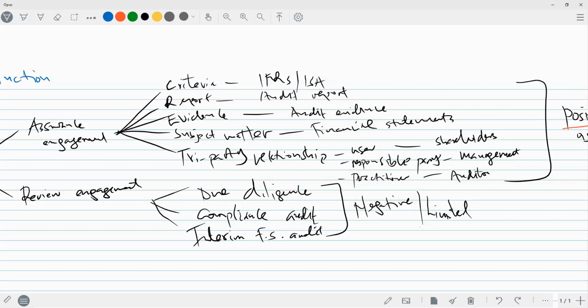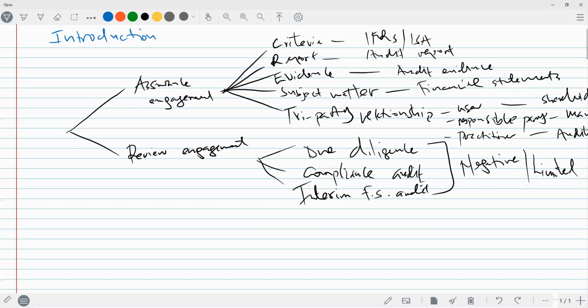Emma is asking whether we can touch on the expectation gap. Now, let's discuss it in summary. The expectation gap.